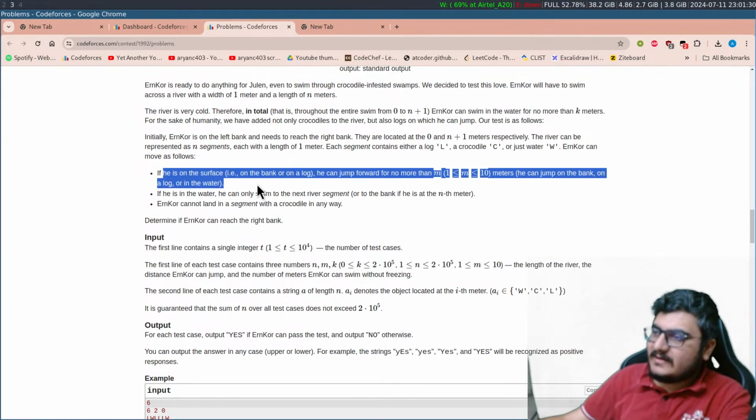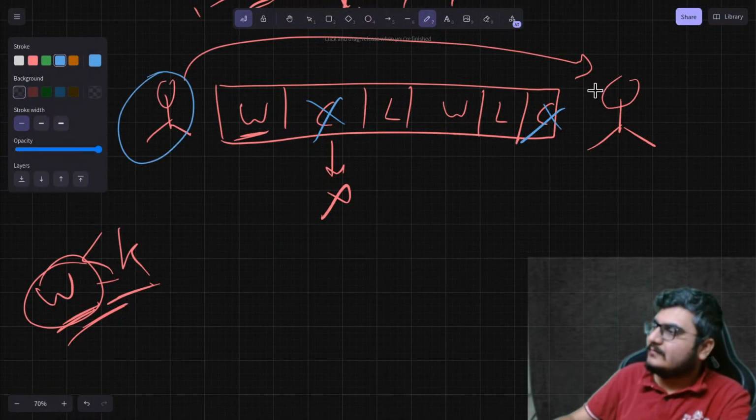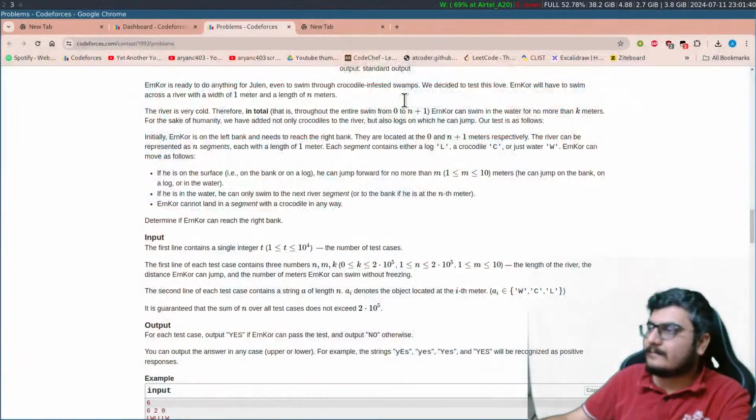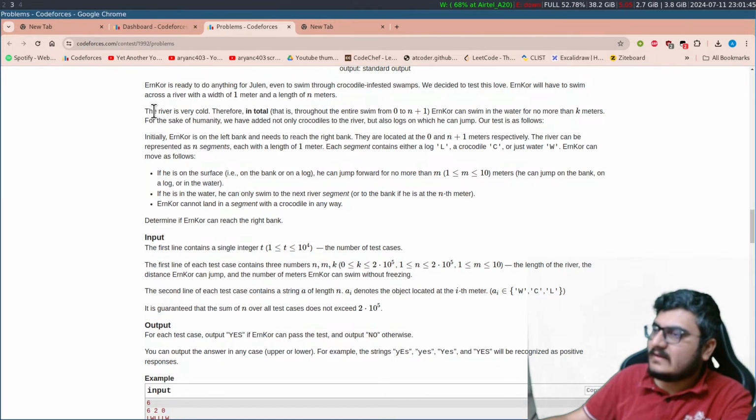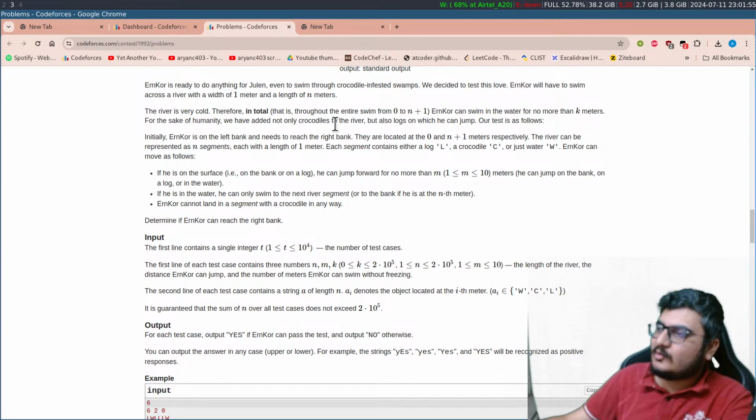And if you are on the surface, either here or at L, you can make a direct jump. The river is very cold, therefore in total, that is throughout the entire swim from 0 to n plus 1, E can swim in water for no more than k meters. For the sake of humanity, we have added not only crocodiles to the river, but also logs on which he can jump. Our test is as follows.